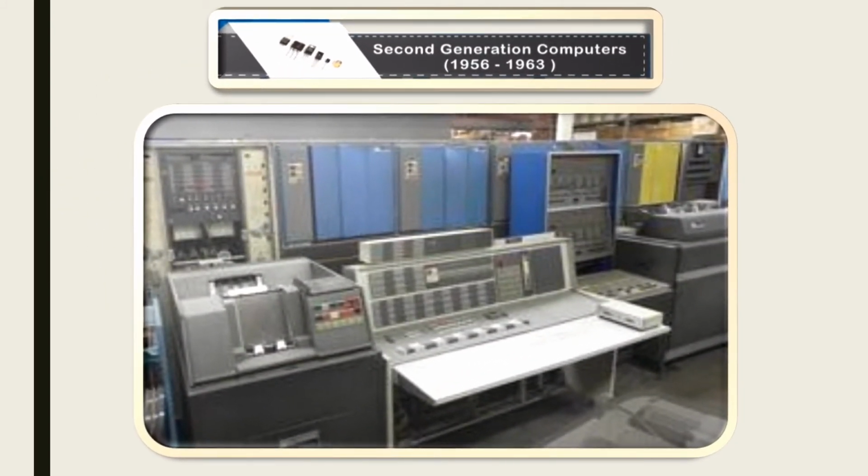So students, in the last class we discussed the first generation of computers and its limitations. Today we are going to discuss the second and third generation of computers. Okay, the first one is the second generation of computers. The period of the second generation was from 1959 to 1965.